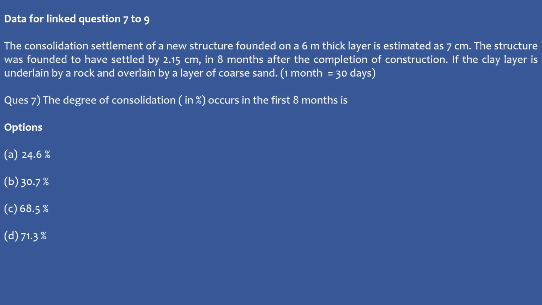So the consolidation settlement is given to you, which is 7 centimeter for a thick layer of 6 meter. The structure is found to have settled by 2.15 centimeter in 8 months after the completion of the construction. The clay layer is underlain by a rock and overlain by a layer of coarse sand. 1 month is 30 days. What is the degree of consolidation which occurs in the first 8 months?